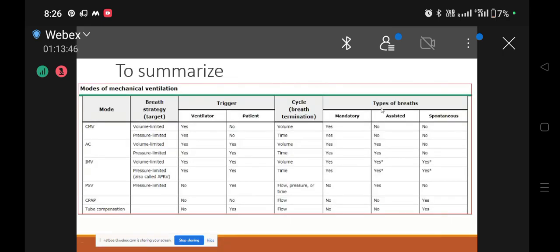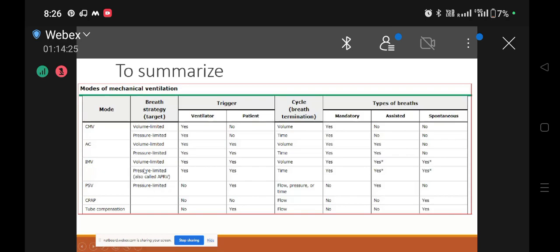So just to summarize some of the important modes in the end, you have controlled mandatory ventilation. Assist control can be again volume limited and pressure limited. We have only two things: either we limit volume or we limit pressure. And this is again done for each and every breath. Then we have intermittent mandatory ventilation, which is again volume limited or pressure limited, and we have various triggers and cycling. So remember TLC: trigger, limit, and cycle.